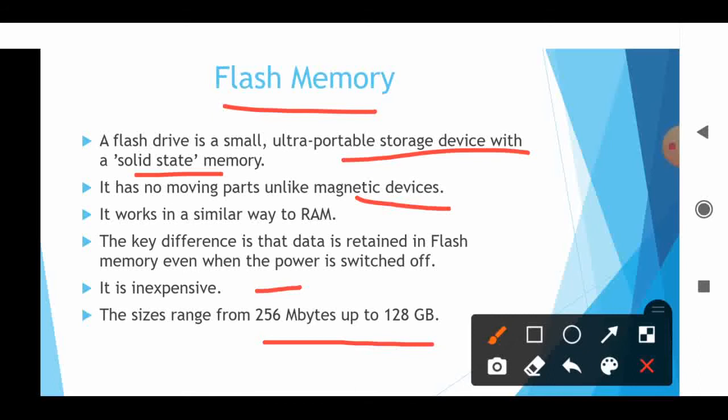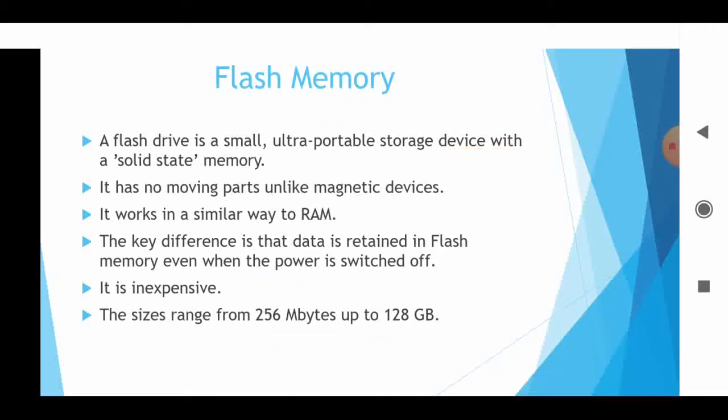So flash memory is a small, ultra portable storage device with a solid state memory. It has no moving parts, unlike magnetic devices. It works similar to RAM, but what is the difference? We can retain the data once the power gets switched off. It is inexpensive and the size ranges from 256 megabytes up to 128 gigabytes.